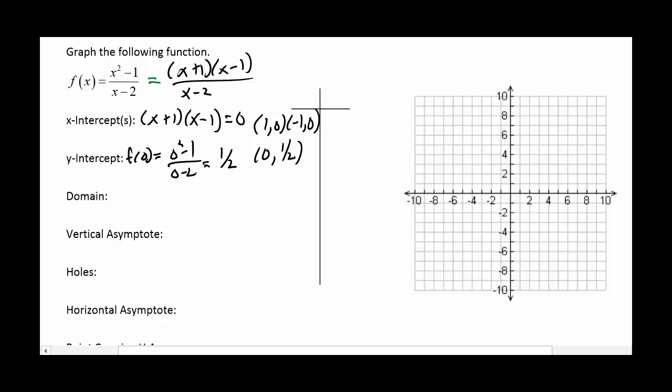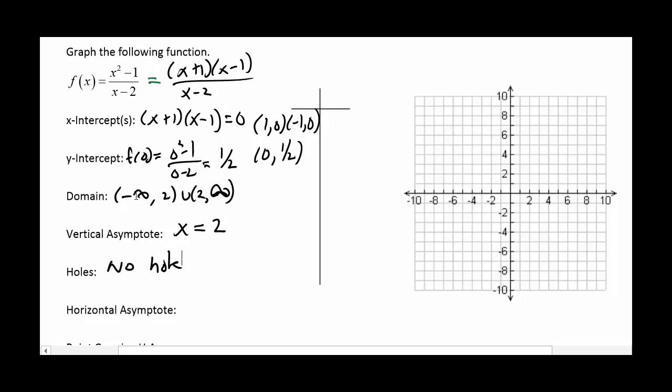Domain, looking at the denominator, I'm going to kick out 2. So I'll write that 2 out to infinity. Consequently, our vertical asymptote is x equals 2. There is no hole.